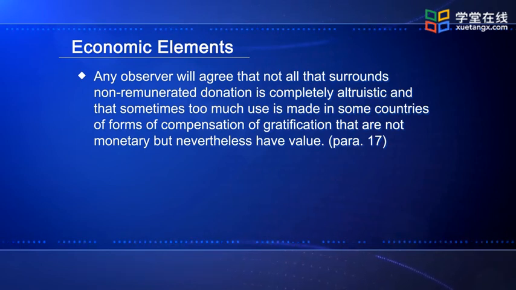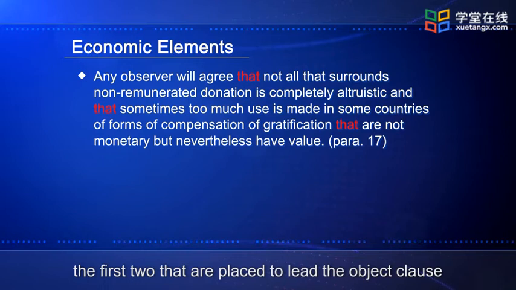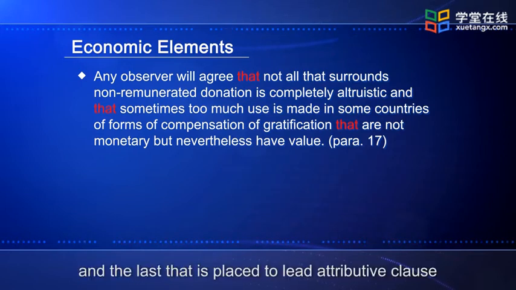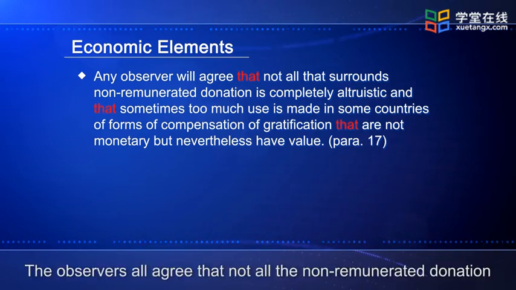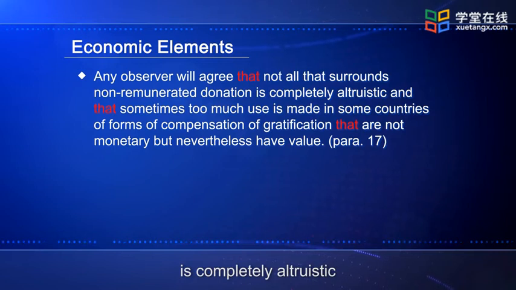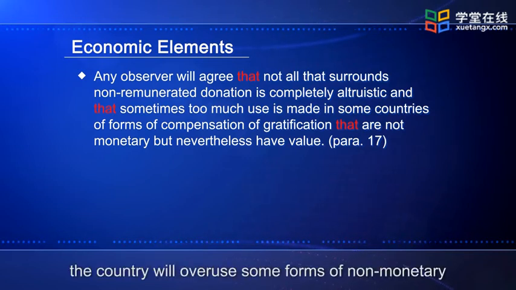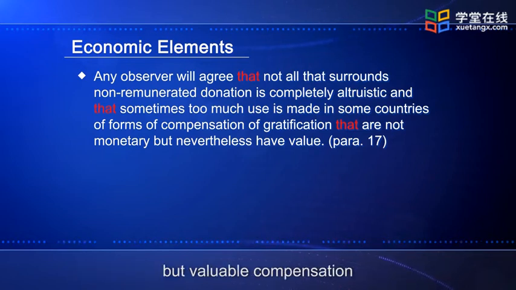Any observer will agree that not all that surrounds non-remunerated donation is completely altruistic, and that sometimes too much use is made in some countries of forms of compensation, of gratification that are not monetary, but nevertheless have value. In this sentence, the first two that are placed to lead the object clause, and the last that is placed to lead an attributive clause. So the meaning of the sentence is, the observers all agreed that not all the non-remunerated donation is completely altruistic. Sometimes the countries will overuse some forms of non-monetary but valuable compensation.